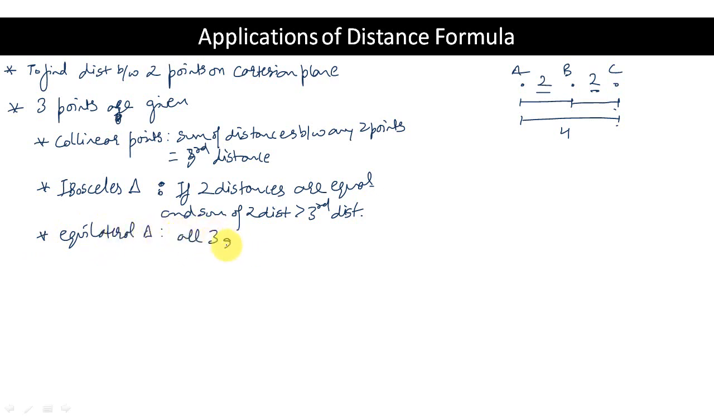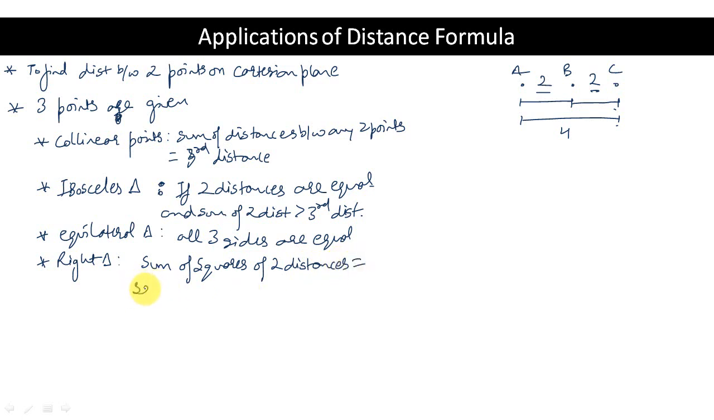All three sides are equal. A right triangle. For a right triangle, we'll check the converse of Pythagoras theorem. That is, the sum of squares of two distances is equal to the square of the third distance. Like AB square plus BC square is equal to AC square. Then by the converse of Pythagoras theorem, the triangle will be a right angle triangle.